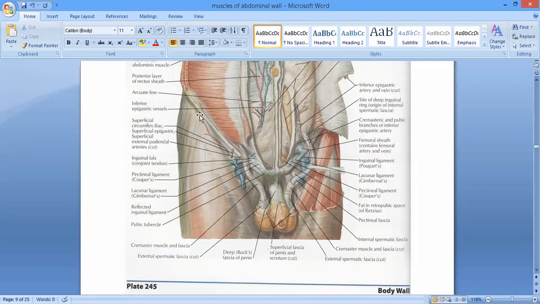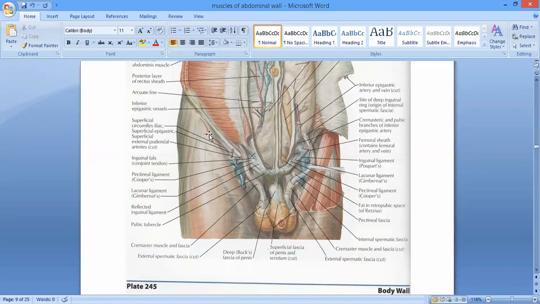Here you can see its lower border, which is the rounded one, right? It is going to give attachment to the fascia lata of the thigh. The fascia lata, or the deep fascia of the thigh, is attached to its lower margin. Okay, you can see this on its lower margin. Any problems? The lower margin of the inguinal ligament gives attachment to the fascia lata of the thigh.